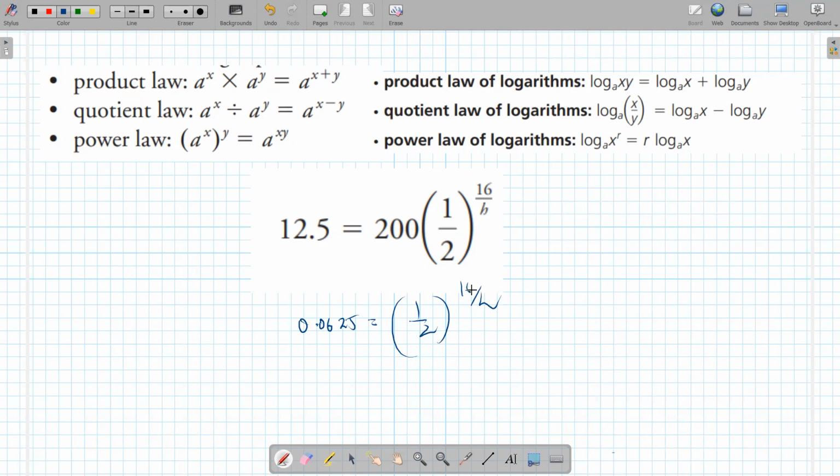We're trying to solve this for h. And the unknown, which is h, is in the exponent. You do log. So you're gonna do logs on both sides. If you do logs, you know that exponent is gonna drop. So you get log of 0.0625 is equal to the 16 over h drops times log of 1/2. What's next?